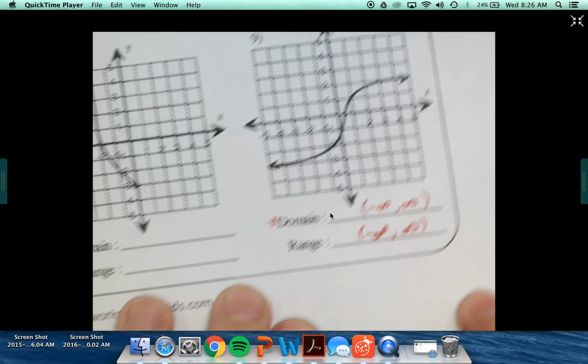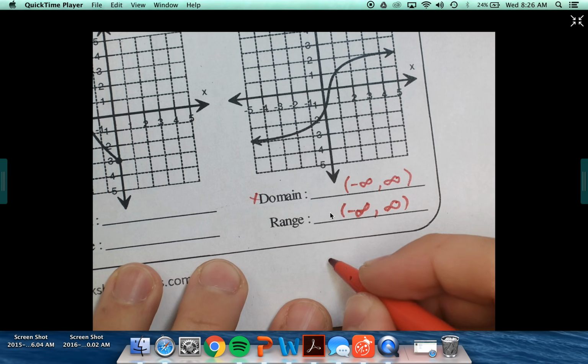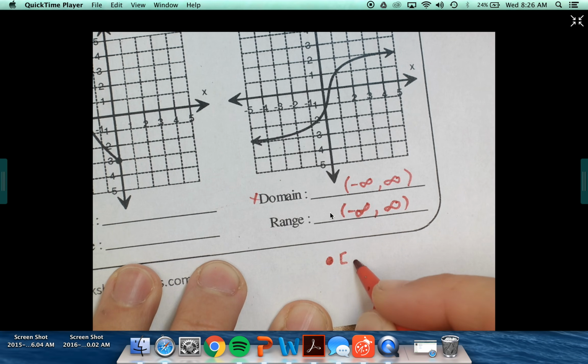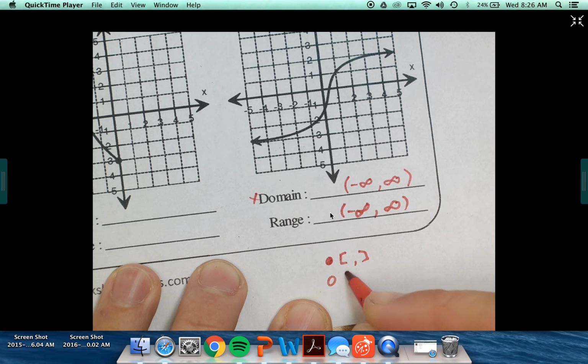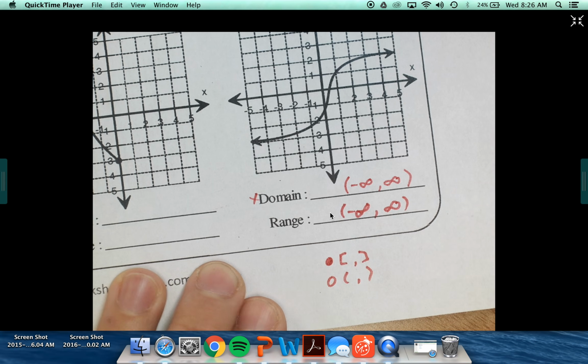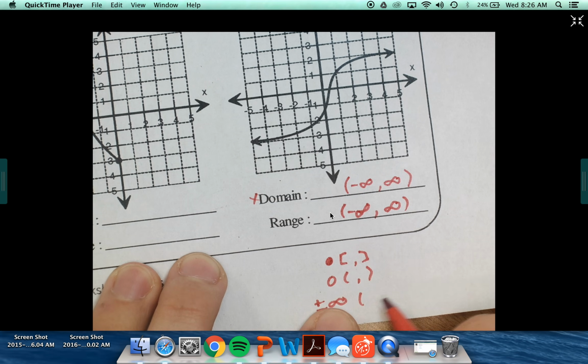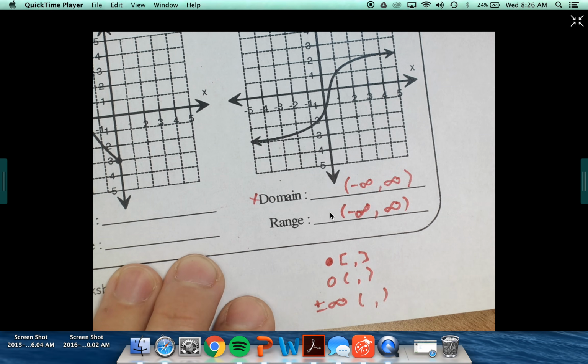Okay, a couple things to keep in mind before you get going. Closed circle, we should know this, it's going to have brackets. Open circle will have your parentheses. If you use a positive or a negative infinity, you are going to have parentheses associated with it.